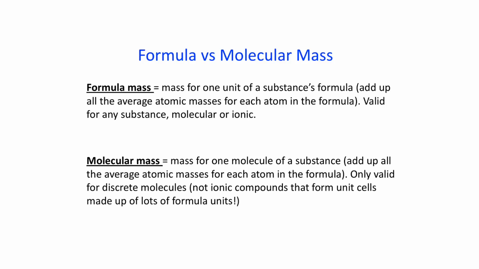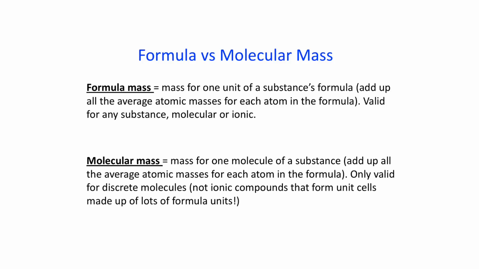Now that we know our formulas for our different molecules or compounds, we can start to use that information to determine the mass of these different compounds. There are a couple of types of masses that you're going to see referenced depending on the resource that you're using or the type of compound that you're looking at. One is called the formula mass. This is the mass for one unit of a substance's formula. You're just going to add up all of the average atomic masses for each atom in the formula that you have. This will be valid for any substance, whether it's a molecular or an ionic substance.